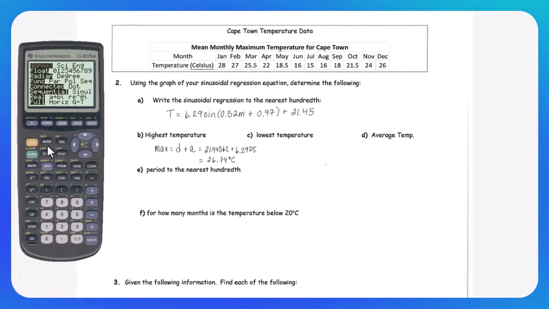Oops, mode, second quit, window setting, there we go. Let's make this a little bit higher just so things aren't in the way. Do that one more time with feeling. There we go. Wait for it again. Second trace, and this time 4 max. So we're going to head over to the left side of that maximum.